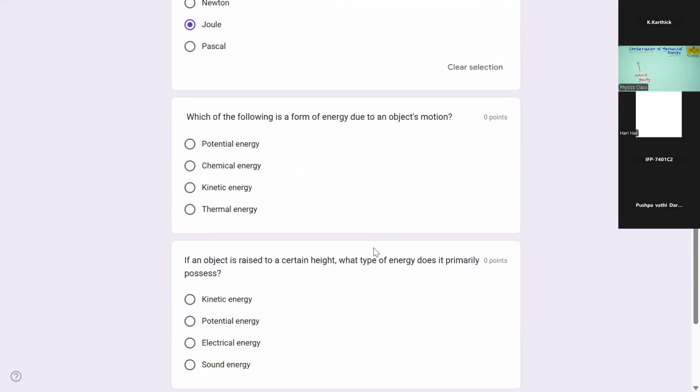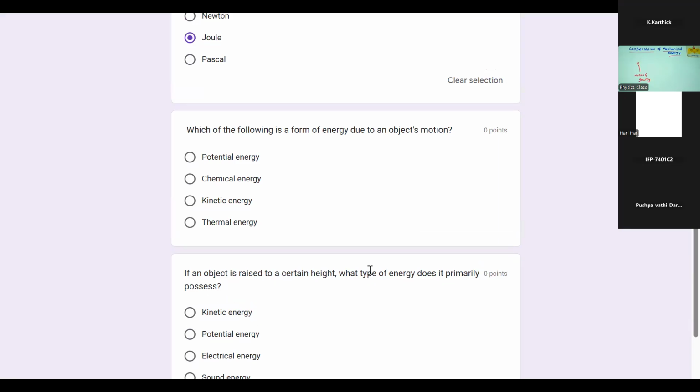And the second question: which of the following is a form of energy due to an object's motion? Kinetic energy, yes, very good. So which of the following is a form of energy due to object motion? Kinetic energy. Yes, very good.